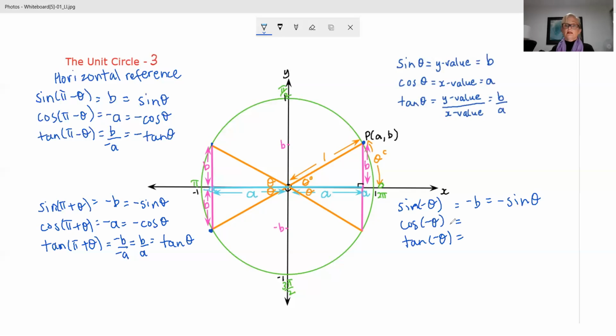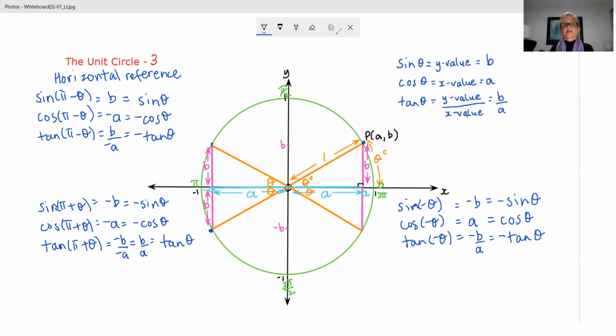Cos of negative theta, all right, well, the cosine value is the x value here. It's actually exactly the same as cos of theta. That blows a lot of people's minds. A lot of people think cos of negative theta, you have to have a negative in there. No, it's actually exactly the same as cos of theta because they have the same x values. Tan is your y divided by your x, so that's the same as this, but it's going to be negative.